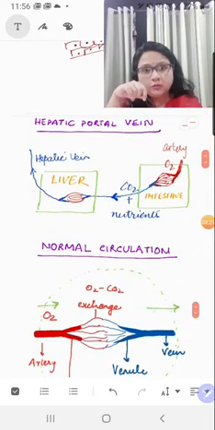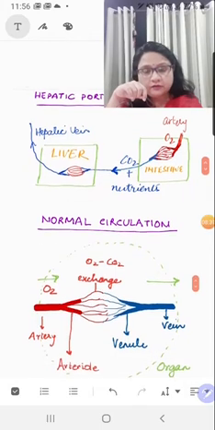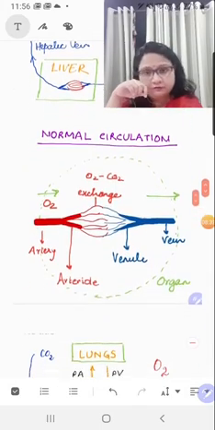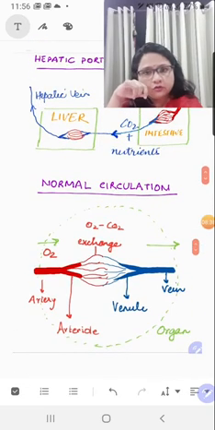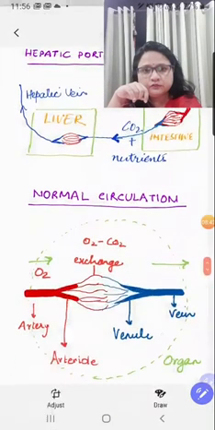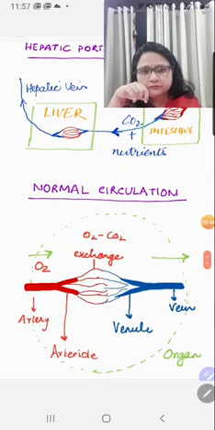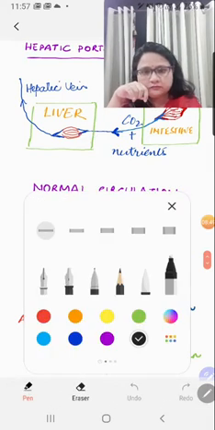hepatic portal vein. Now this is something you have to listen to me very, very carefully about this, children. If you can see, I have drawn two diagrams here. First of all, you come to the normal diagram, right? Just hold on. Let me select a pen. Orange.